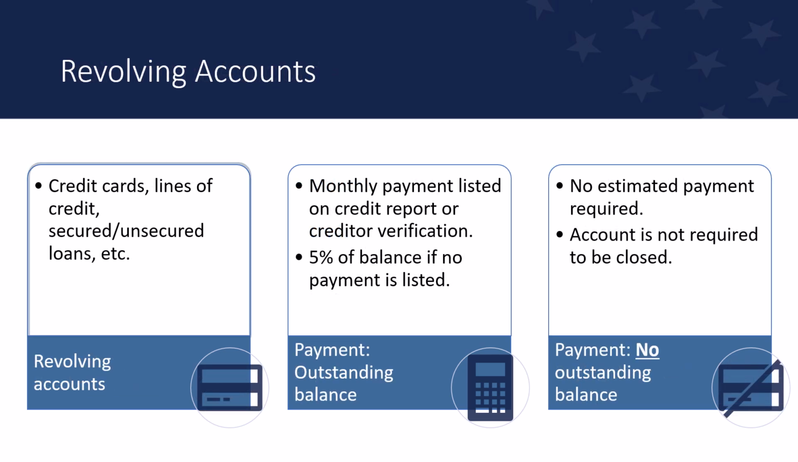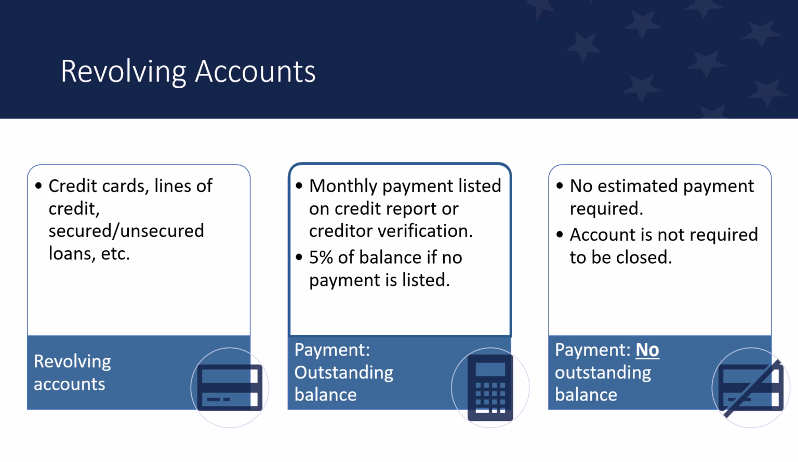For revolving accounts such as credit cards, lines of credit, and secured and unsecured loans, lenders must include the minimum monthly payment documented on the credit report or other creditor verification in the total debts. If the credit report shows an outstanding balance, but no minimum monthly payment, the payment must be calculated as 5% of the balance reported on the credit report.